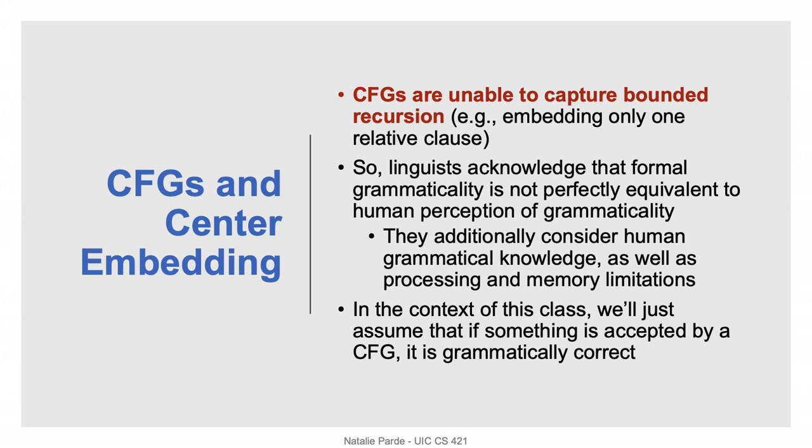So we found one failure of CFGs, which is that they're unable to capture bounded recursion. It'd be great if we could specify something like, you can only recurse upon this rule one time, but we can't. Because of this, linguists acknowledge that formal grammaticality isn't exactly the same as the human perception of grammaticality, because the human perception of grammaticality also takes processing and memory limitations into account.